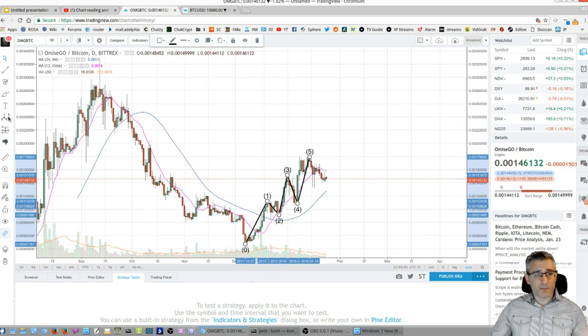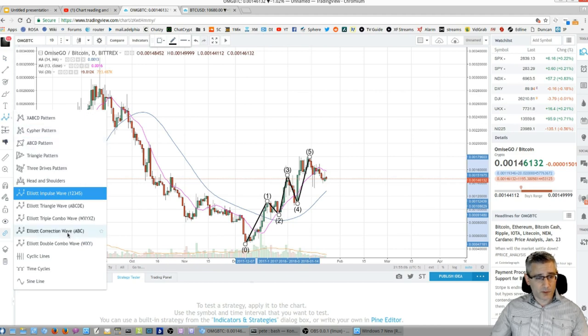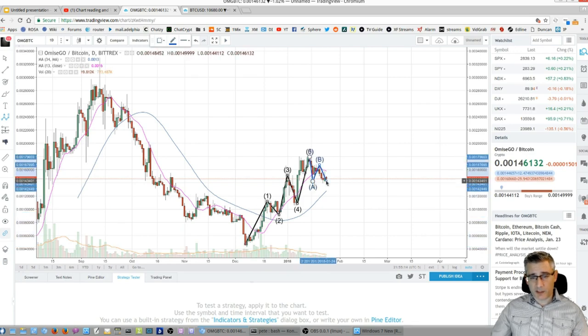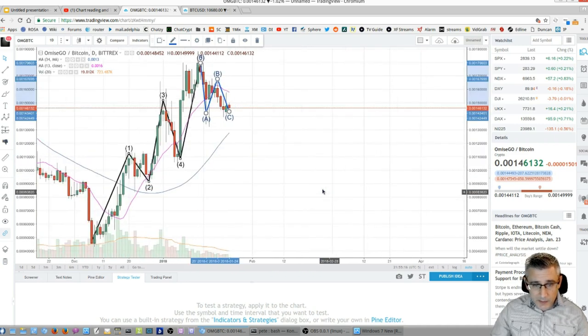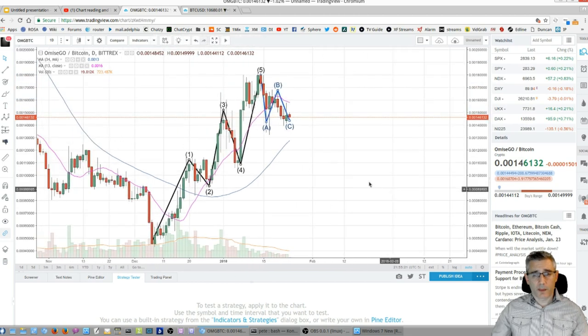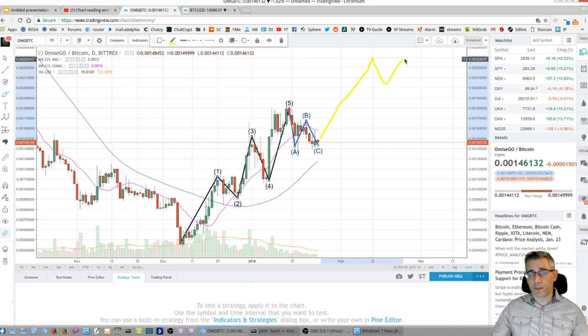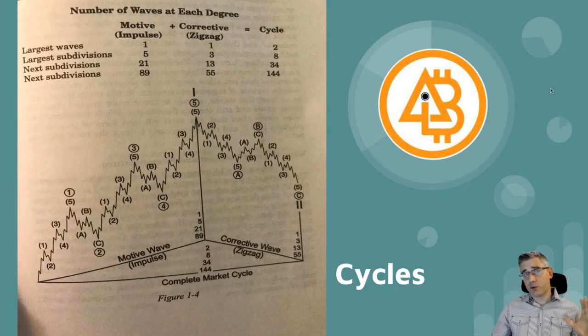So now I'm going to grab the corrective wave, ABC, and we could possibly be seeing A, B, and C. And you can see if you zoom in, it looks like it's turning around a little bit there. So it is possible that this may be starting another bullish Elliott wave. So as you can see, markets move in cycles. There are bullish cycles and there are bearish cycles. What we're looking at here is a bullish cycle.